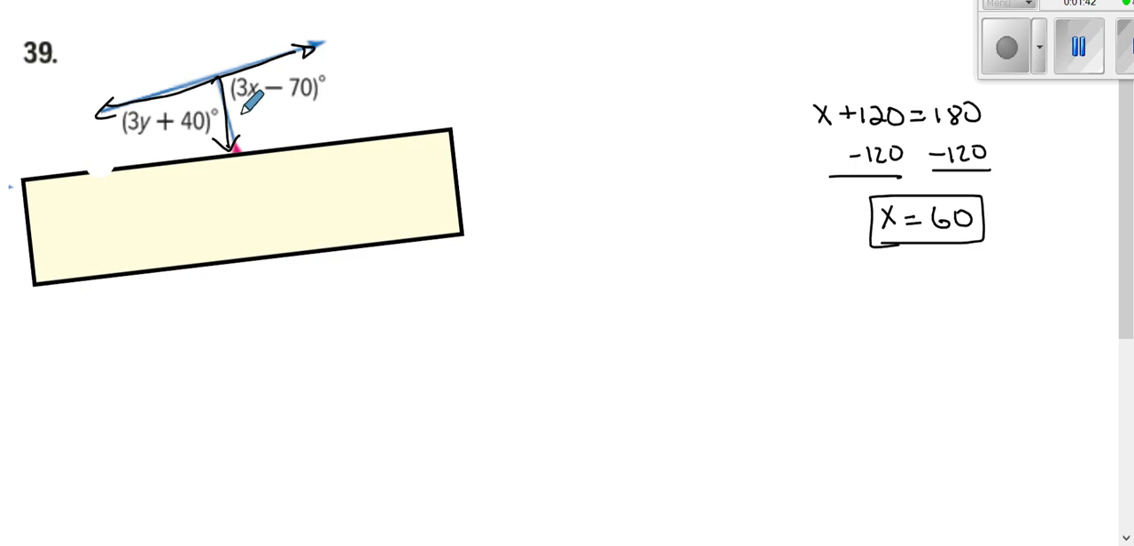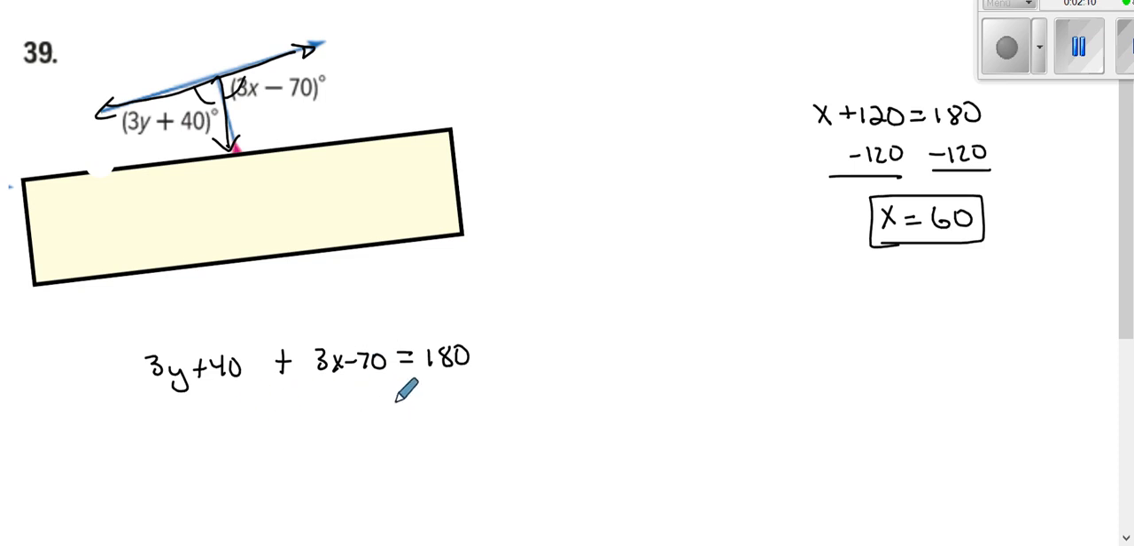Okay? So this is actually a linear pair. So this has nothing to do with the lines being parallel. This is just a linear pair. They're right next to each other. Linear pair angles are supplementary. So I know that those two angles added together are going to equal 180. So I know the 3y plus 40 plus the 3x minus 70, I know that together these are going to equal 180.